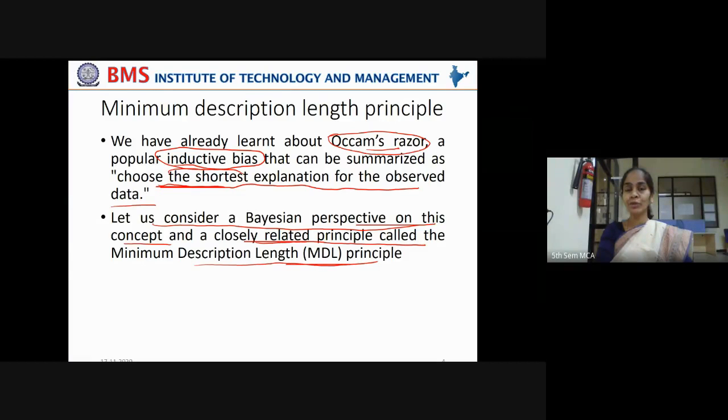In the name itself, you should be able to recollect something. When I say the simplest hypothesis should always be preferred, and when I also say minimum description length principle, what does it indicate? Minimum description length: you are trying to prefer the hypothesis whose description, if it is minimum. Okay, now you are able to find the relation between these two, Occam's razor and minimum description length principle. And now if we associate this with Bayesian perspective, let us see how better this topic can be enhanced.